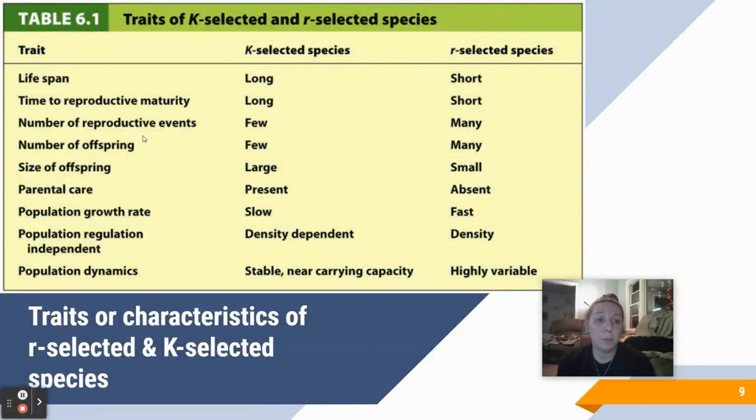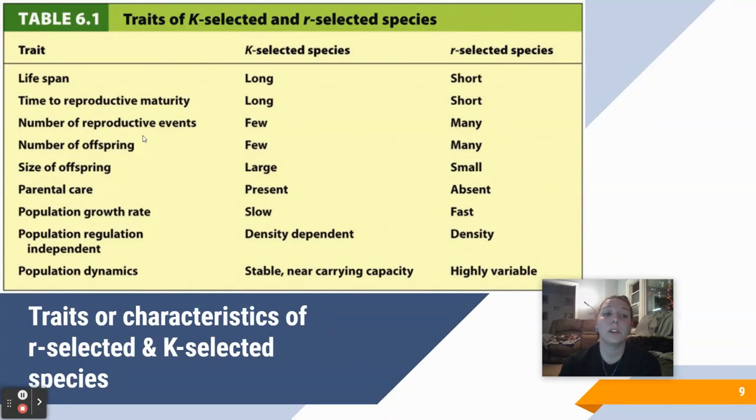So this is just a table that kind of summarizes their traits. And as you can see, they're essentially opposites. So our K selected are going to have long lives, while our R selected have short lives. Our K selected, it's going to take a long time for them to be able to reproduce, and our R selected are able to reproduce relatively young.